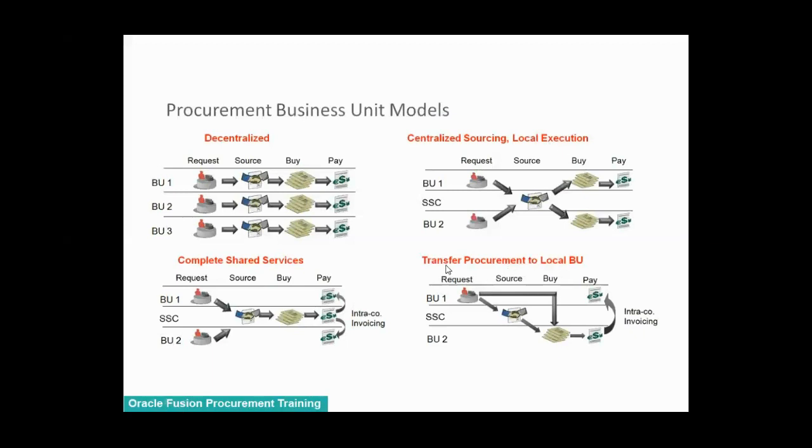Okay. And this is, look at here, transfer procurement to local business unit. Nothing but it's requesting and it's sourcing and buying, and it is transferring to the other business unit. So this is transfer procurement to the local business unit. You are actually buying here. You are buying for the other business unit, so that the supplier will deliver the goods to here, and this business unit will make the payment, and an intercompany invoice will be created.